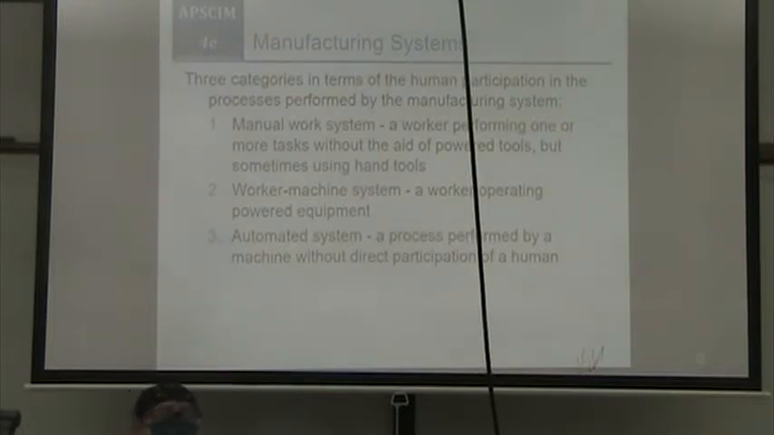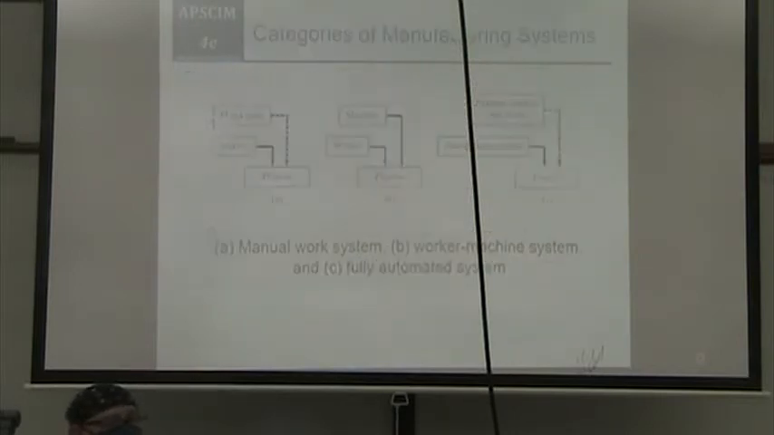All right, so we have the automated system where you don't have direct participation of a human. The system might give a signal if it gets jammed or has some kind of a problem that it can't fix itself. But in general, you just turn the automated system on and it goes wild on its own.